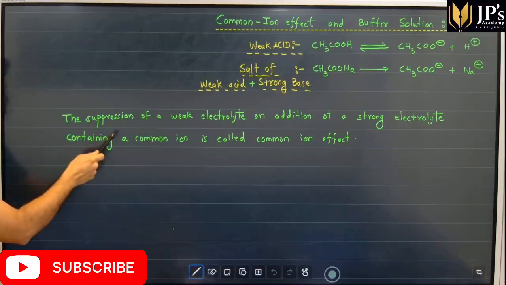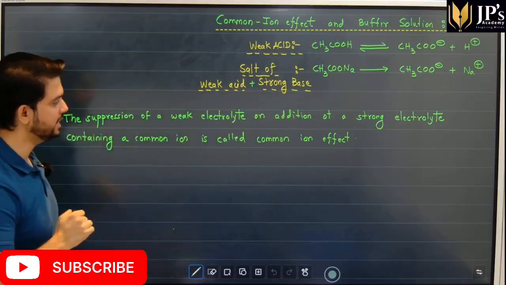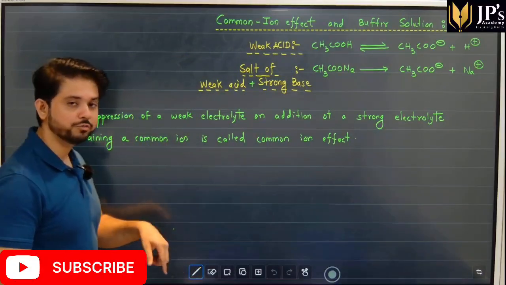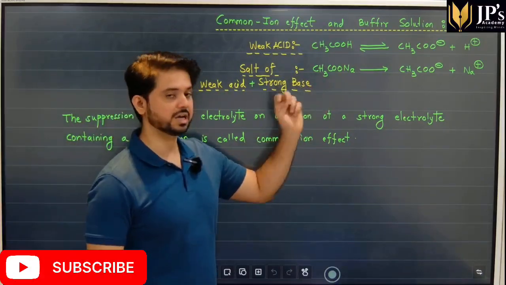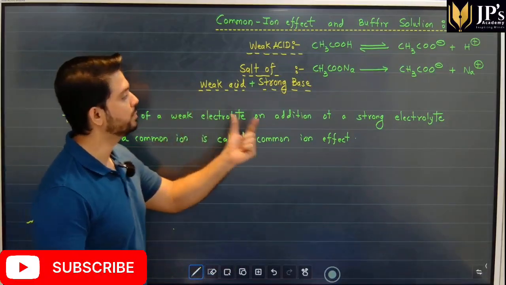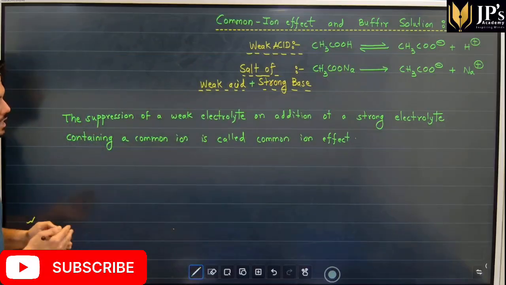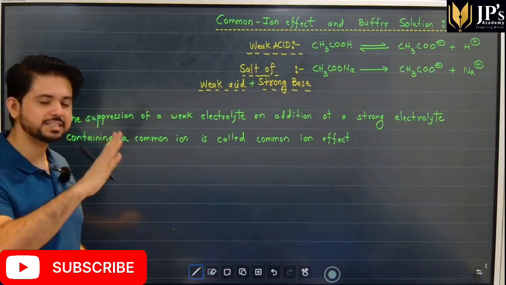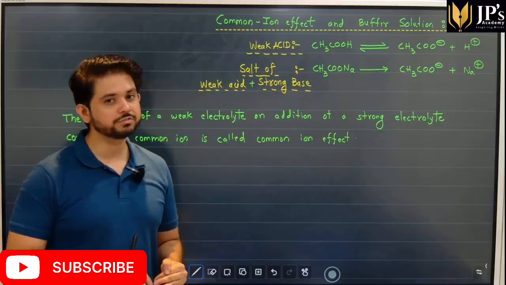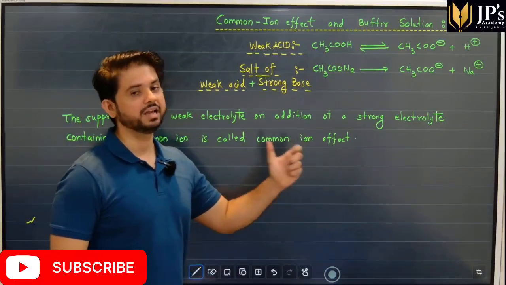The suppression of a weak electrolyte, in this case the weak electrolyte is acetic acid, on addition of a strong electrolyte, which is our sodium acetate, containing a common ion. Common ion is acetate ion. As a result of the common ion, the dissociation of an already weak acid, already weak electrolyte, is further suppressed. This phenomenon is called the common ion effect.